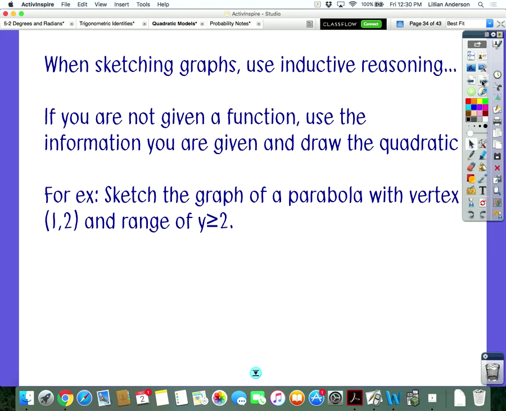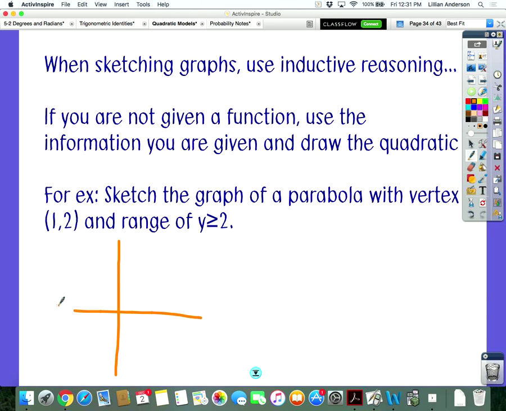So, you have to sketch the graph of a parabola with the vertex at (1, 2) and a range of y greater than or equal to 2. Right now, pretty much all you know is the vertex and the range, and the range relates to your y's. You don't know which way the parabola opens, or do you? Because if it's greater than or equal to 2, then it has to be opening up. Again, because your range is greater than or equal to 2.